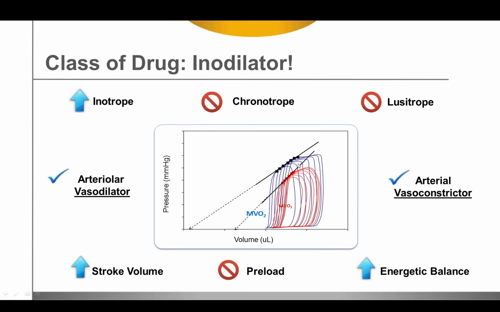Now, how do we know that? Because we extrapolate this line back to the so-called VD. We measure the area under this curve, and that area relates very intimately to myocardial oxygen consumption. You see that before we gave the test article, oxygen consumption was greater than after we gave the drug. So again, the drug is a positive inotrope, no chronotropic effect, no lusitropic effect, arterial constrictor, and there's an increase in stroke volume, improved energetic balance. So we glean that from this data.